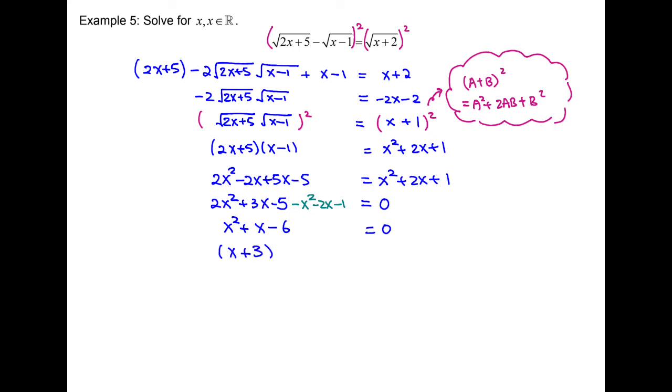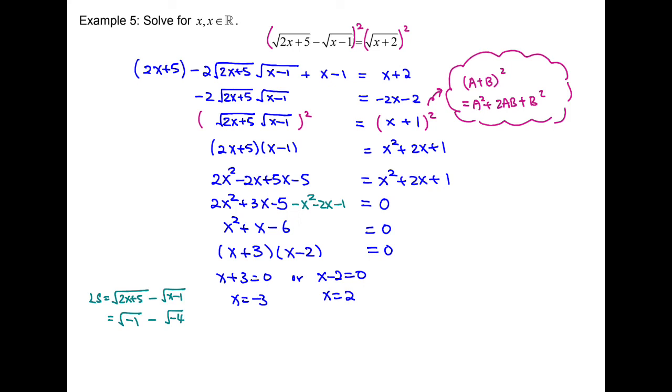We factor it, and we get x plus 3 times x minus 2 equals 0. That means x plus 3 equals 0, so x equals negative 3, or x minus 2 equals 0, so x equals 2. Now we have to verify our solutions. For x equals negative 3, we substitute back into the original equation to check the left-hand side. You see the value inside the square root is negative, which is invalid. Therefore, x equals negative 3 is not a proper answer.